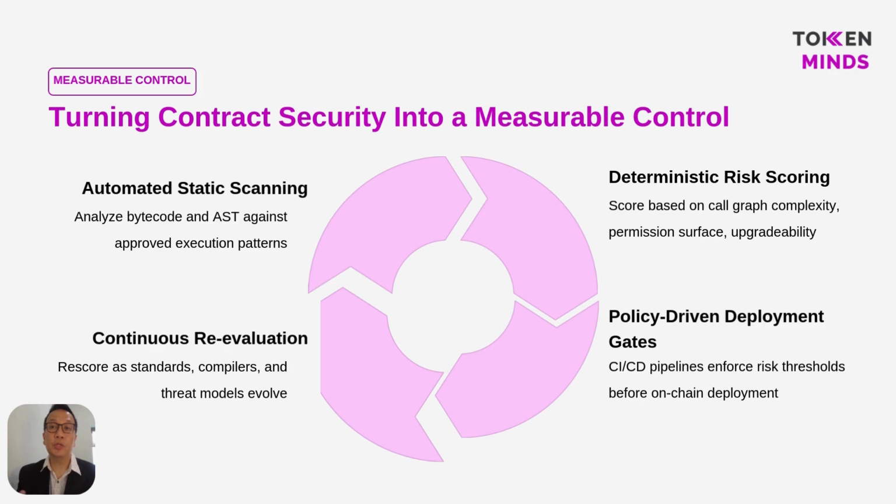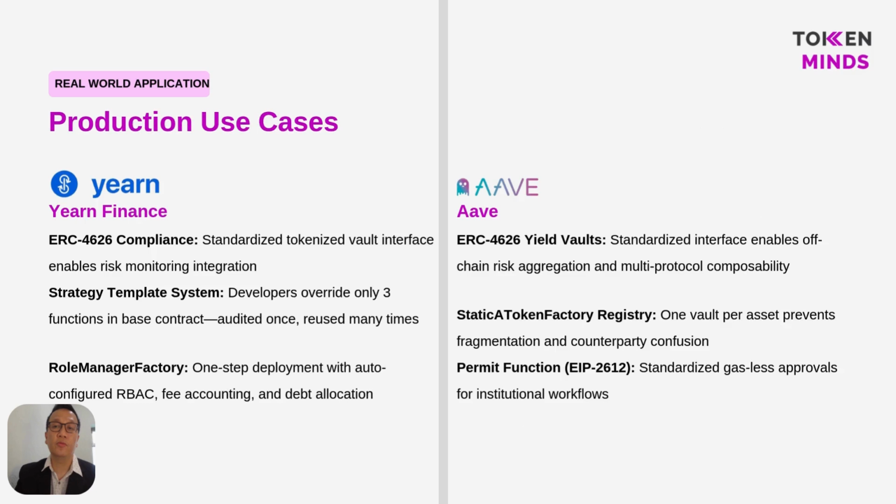Standardization turns contract security into a measurable control. Automated scanning analyzes bytecode and syntax trees against approved execution patterns. Deterministic risk scoring evaluates call graph complexity, permission surfaces, and upgradability. And CI/CD pipelines enforce policy thresholds before deployment, and contracts are continuously re-evaluated as standards and threat models evolve.